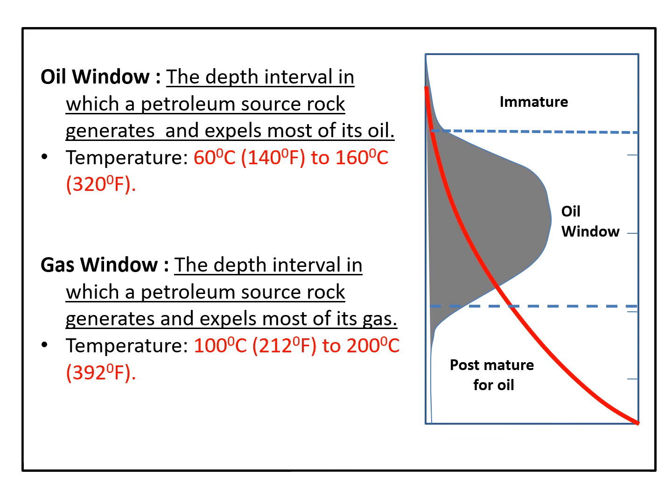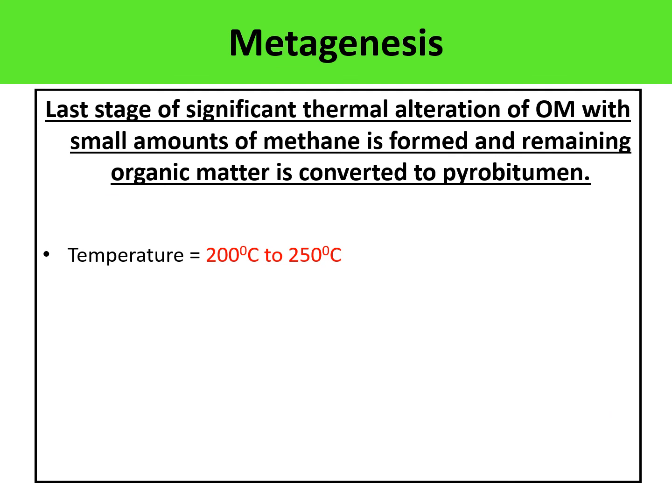Next is the last stage of the maturation level, which involves the metagenesis process. So what is the metagenesis process? This is the last stage of significant thermal alteration of organic matter, with small amounts of methane formed and the remaining organic matter converted to pyrobitumen. So this is a zone of higher temperature, from 200 to 250 degrees Celsius.